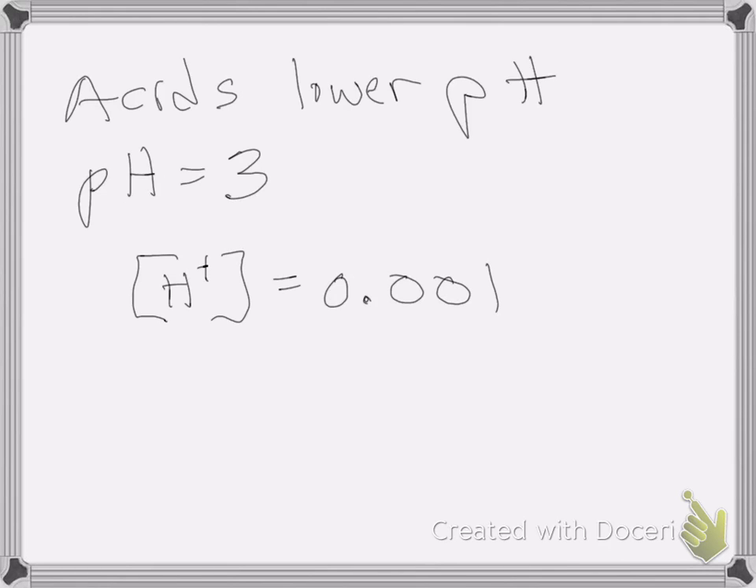Right? Is that a bigger number than a pH of 7? Yes. Right? 1 out of 1,000 is much bigger than 1 out of 1,000,000,000, right? Okay. So this is greater than the lower number, right? Which means there's more acid.